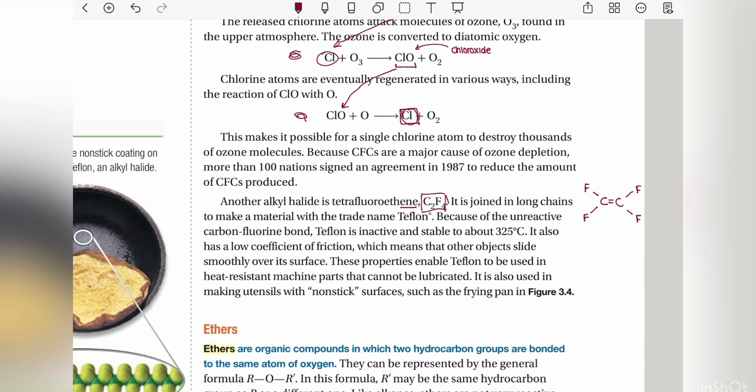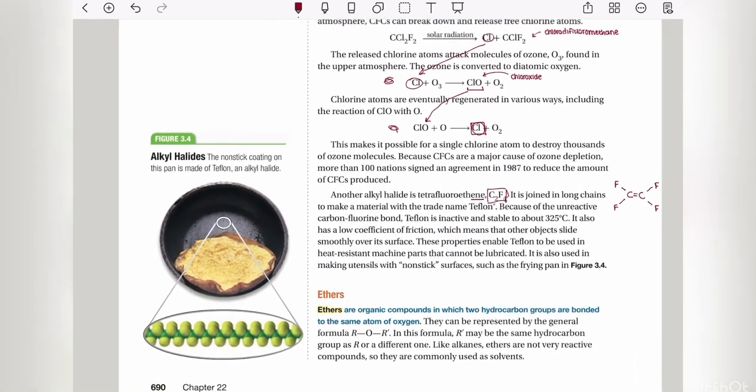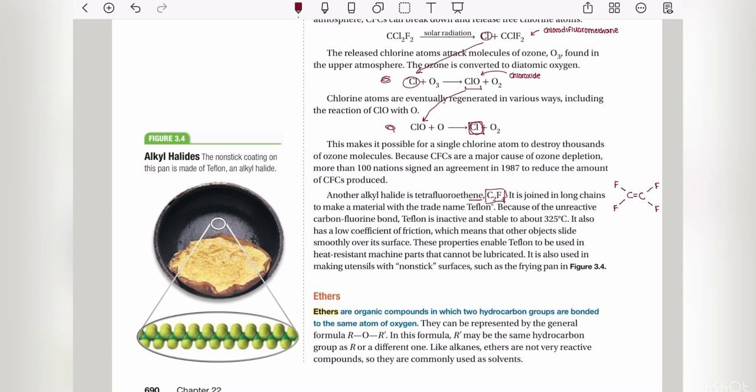So it is joined in long chains to make a material with the trade name Teflon. Because of the unreactive carbon-fluorine bond, Teflon is inactive and stable to about 325 degrees Celsius. So now we also know that the carbon-fluorine bond is unreactive. It also has a low coefficient of friction, which means that other objects slide smoothly over its surface. These properties enable Teflon to be used in heat-resistant machine parts that cannot be lubricated.